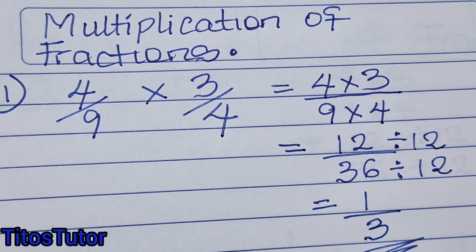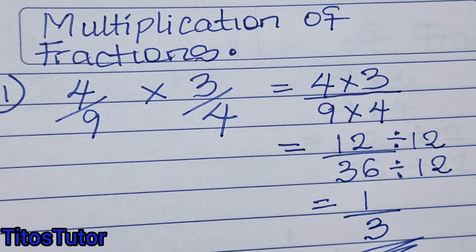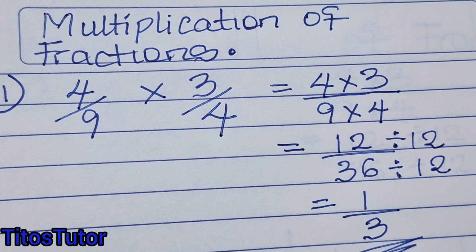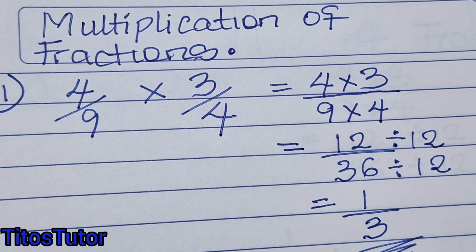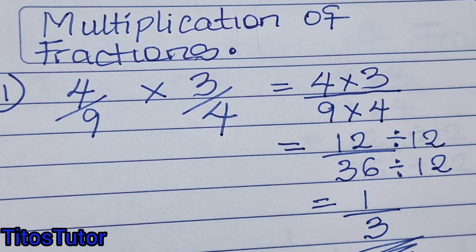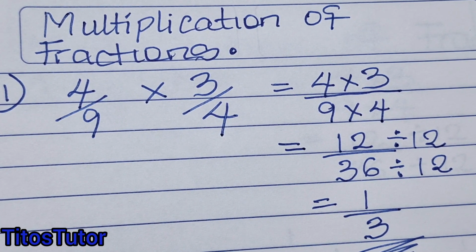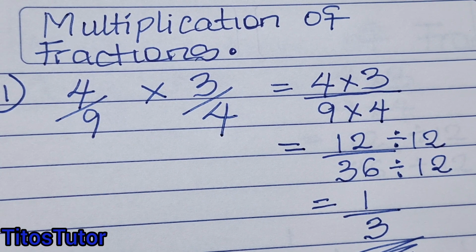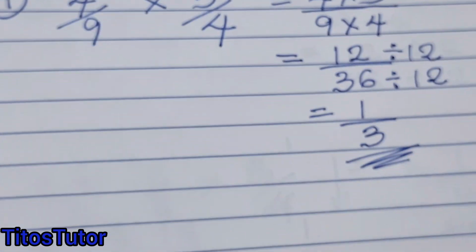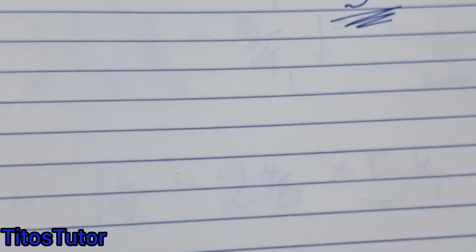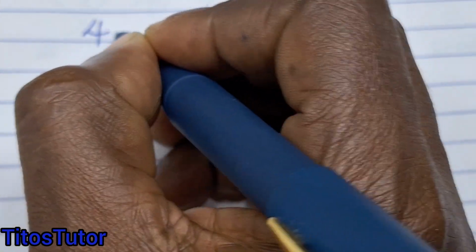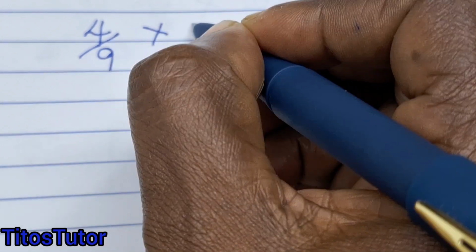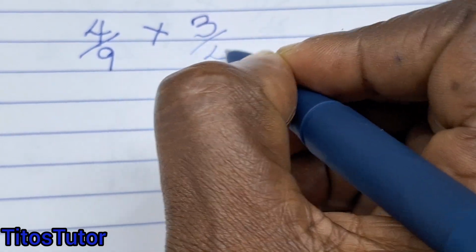Yes, but there's another method you can try that I actually prefer, which is to cross divide or vertically divide before you multiply horizontally. That way, you get to break down your fractions before you multiply and you get a simplified answer. Let's try it. Method 2. The question is still 4 over 9 times 3 over 4.